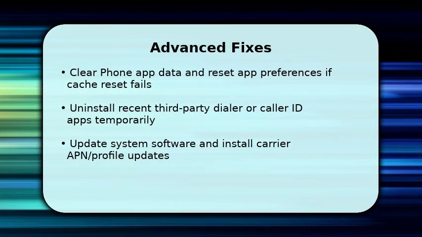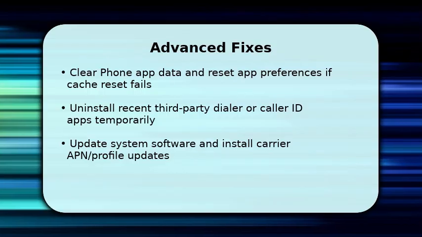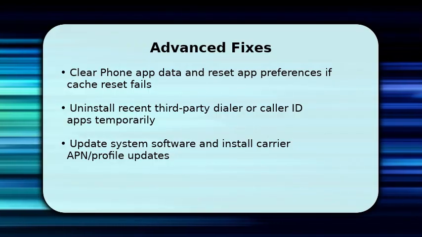If clearing cache didn't solve it, clear the phone app data to reset its stored settings, and then reset app preferences to restore disabled components. This re-enables essential services. Next, remove or disable any third-party dialer or caller ID apps you installed recently because they can conflict with com.android.phone.